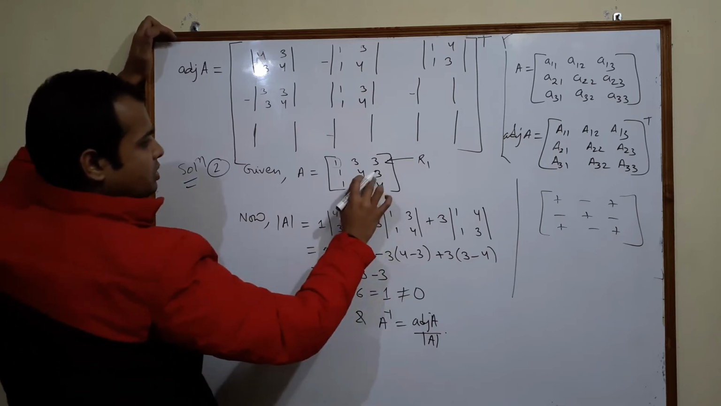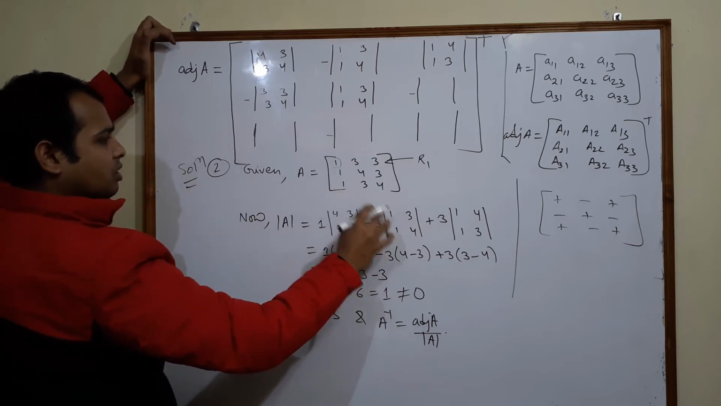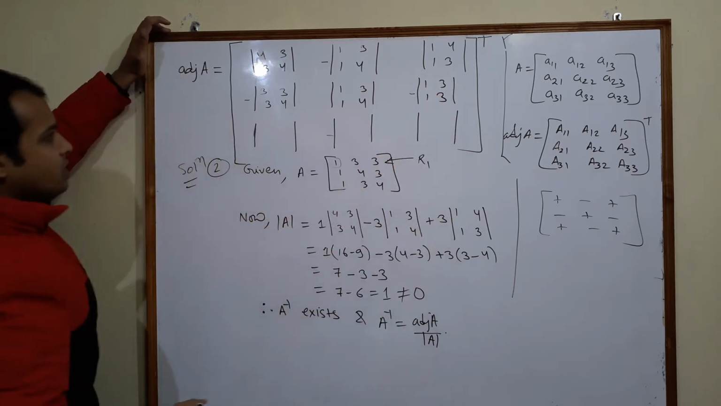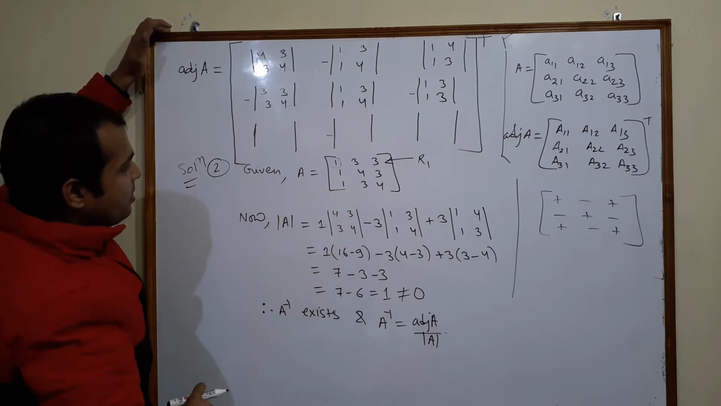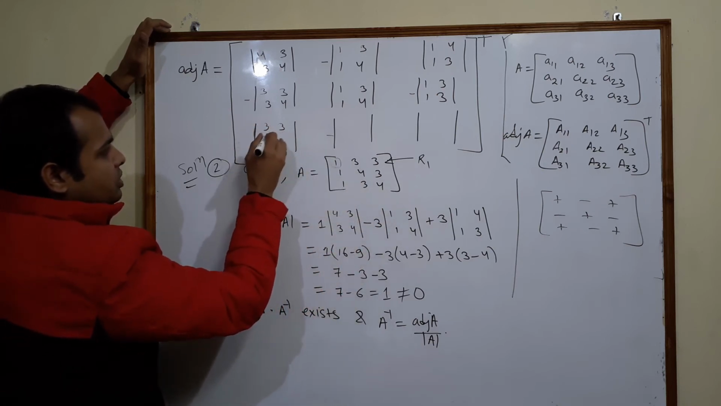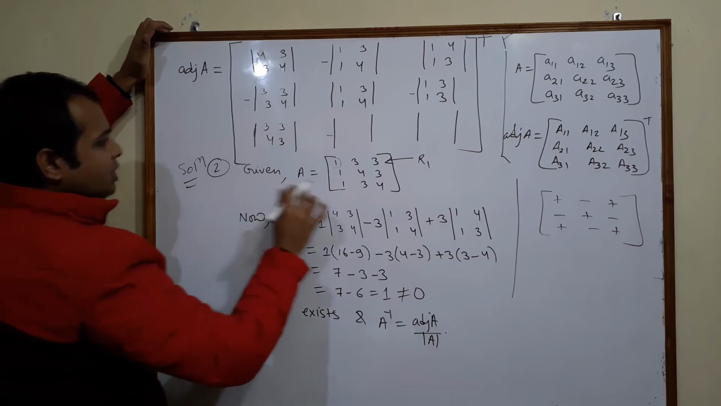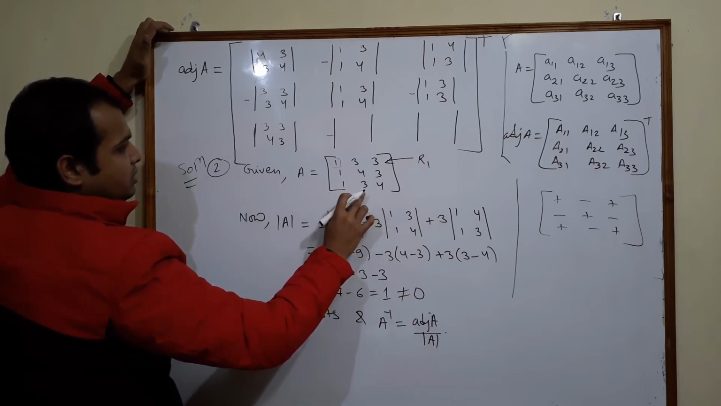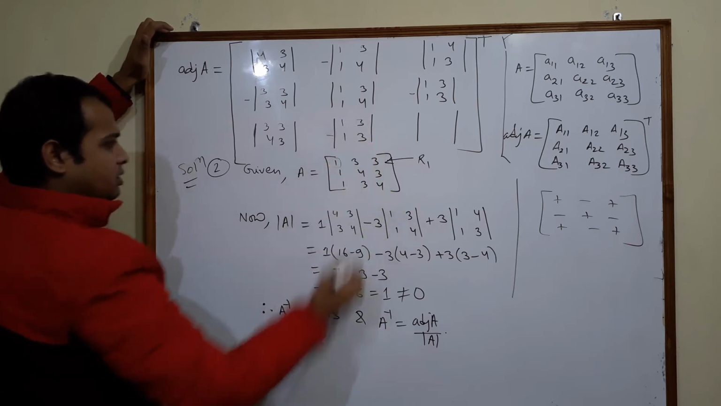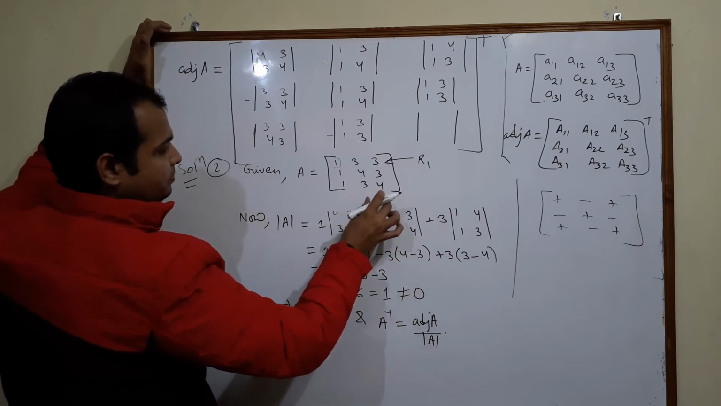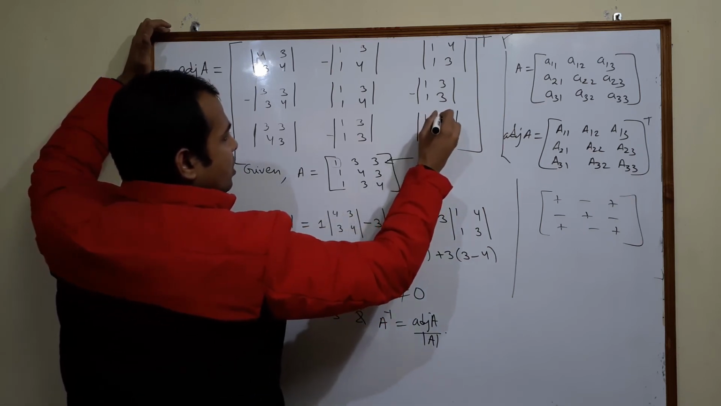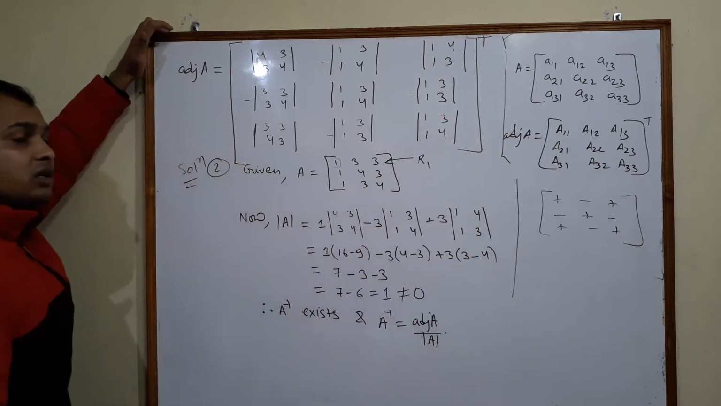Next we come to this element 3. Cover the third column, cover the second row. So you get 1 3 1 3. Now come to this: cover the third row, first column. You are left with 3 3 4 3. Then come to this element: cover this column, this row. You are left with 1 3 1 3. Next, cover the third row and this column. You are left with 1 3 1 4. Done.